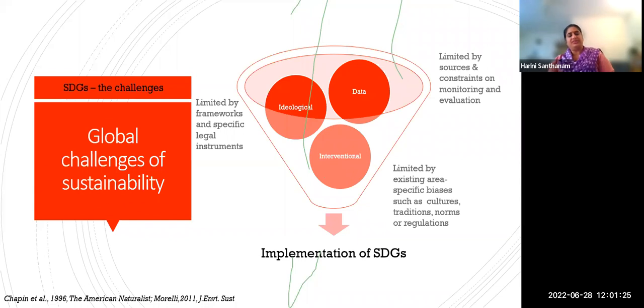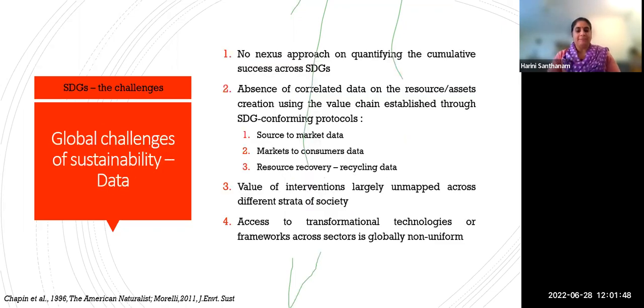The third way in which it is limited is by the existing area specific biases when the interventions are taken forward for their manifestation at the society level or a community level. There are very specific biases such as cultures, traditions, and norms or regulations, which actually play a big constraint on the implementation of the SDGs. So if we see this, let us go one by one. Let us take data as the constraint.